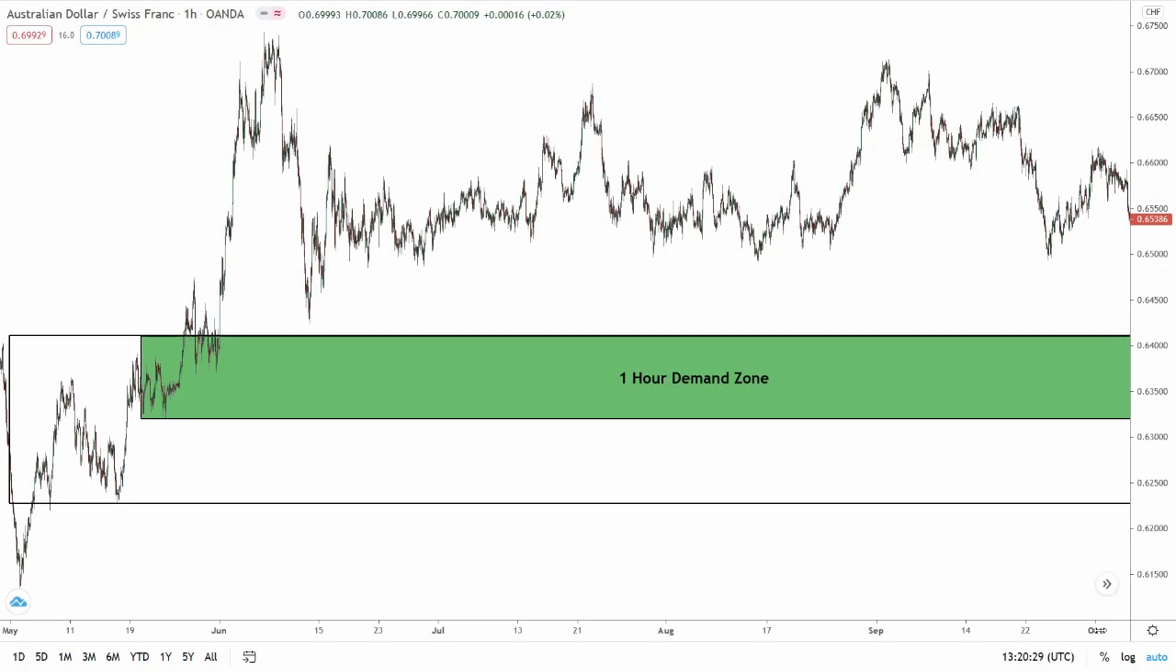Here's an example. This 1 hour zone formed within the daily zone. That's the black outline you can see. If price returns to this daily zone, the 1 hour zone is the most likely point for it to reverse. Why? Because it's where the banks enter their positions to create the daily zone.